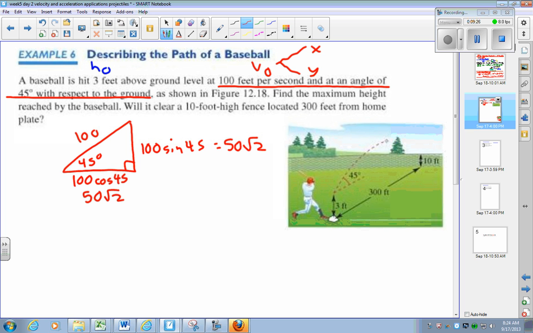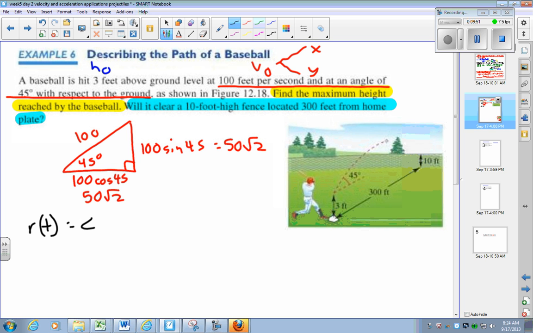Okay. Now, there are actually 2 questions in this one. The first one says, find the maximum height reached by the baseball. And the second one is, will it clear a 10-foot high fence located 300 feet from home plate? Okay, so there's 2 questions buried in this. But before we start those questions, let's already extract out our vector valued function.